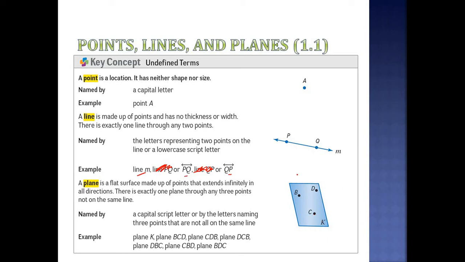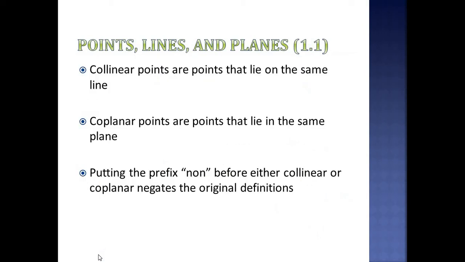So in this plane here, notice that it kind of looks like a four-sided object, but know that this plane really extends in both these directions, and it extends in these directions as well. So it extends infinitely in all those directions. So we can name it by this capital script letter here, plane K, as they're showing there, or you can name it by any 3 points. In this case, we have plane BCD. You can name it plane CDB, plane DCB, whichever you choose. It's up to you. I'm fine with that.